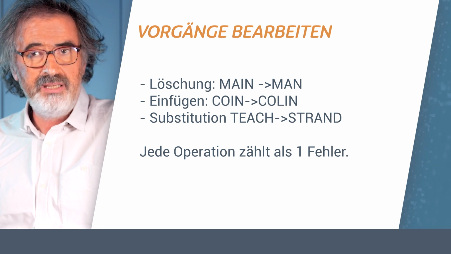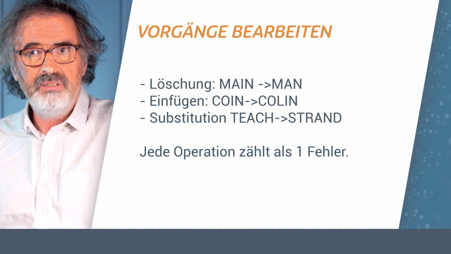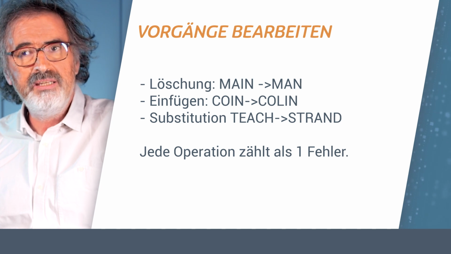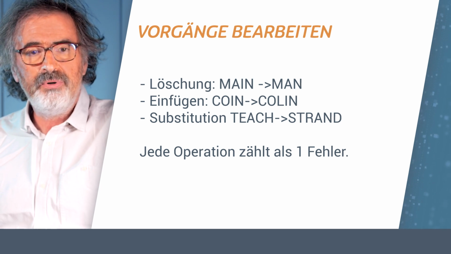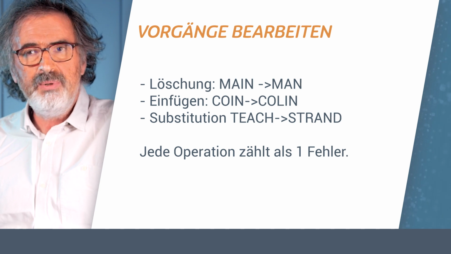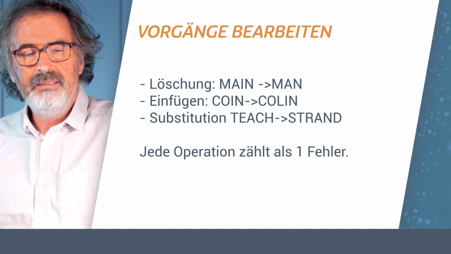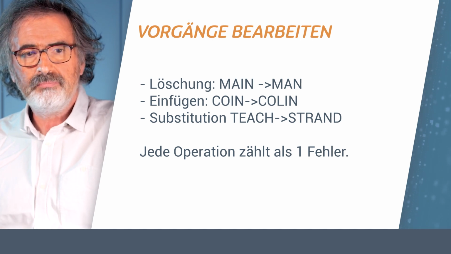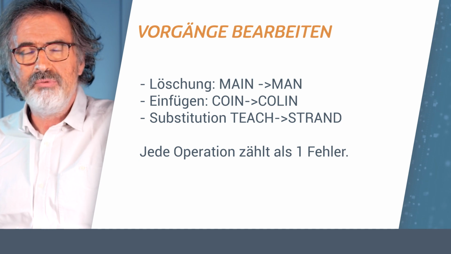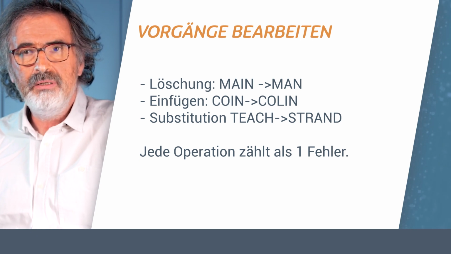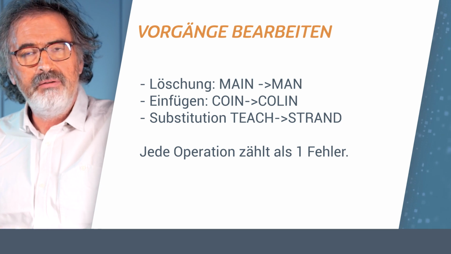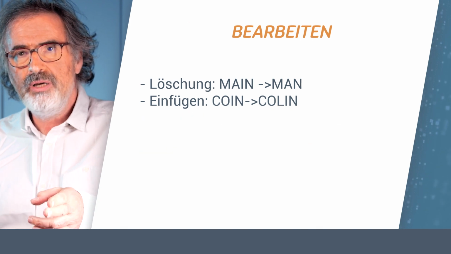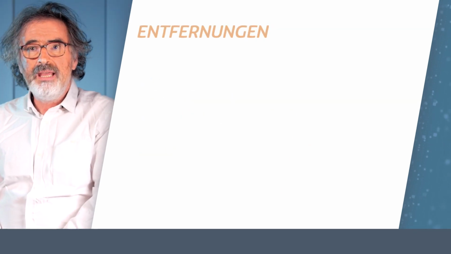The second one is the opposite. It's called insertion. So I wanted to write coin, but I wrote Colin, so I inserted an N. And the third operation is substitution. I replace one letter by another letter. Example, I wanted to write teach, but I wrote beach. Each one of these operations counts as one error. And what I'm interested in is calculating how many errors have been needed to go from one word to another. This is called the edit distance.